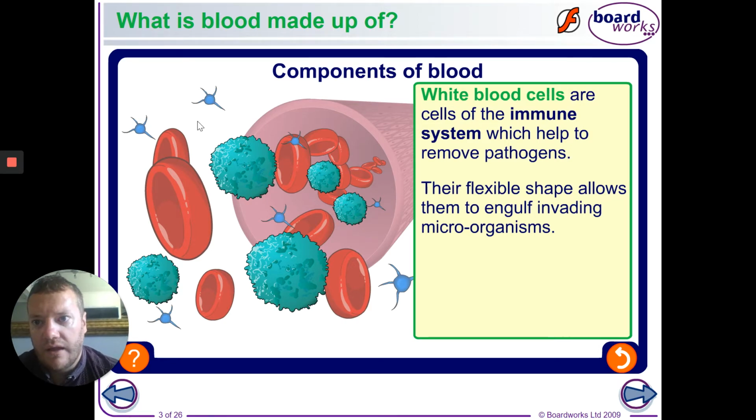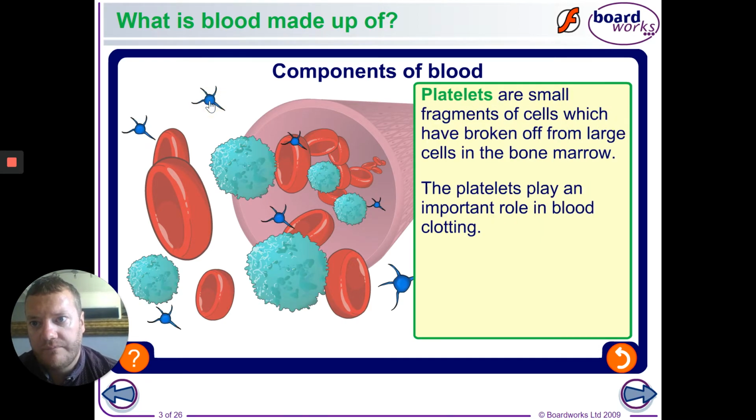Okay. And then the other thing which we've got are platelets. Now these are small fragments of cells which are broken off in the bone marrow. The bone marrow is kind of the inner part of the large bones, if you think of your femur, your thigh bone, or your pelvis. The inside of the bone is a spongy-like material. That's where blood cells are made. Okay?